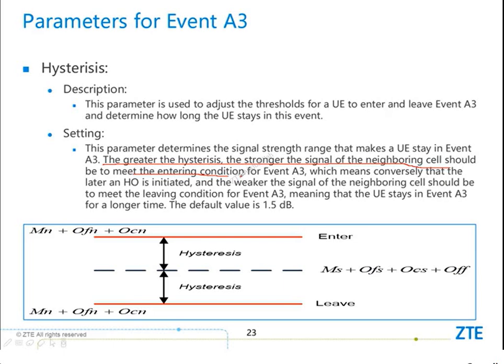But if this parameter is set too small, the neighbor cell very easily becomes greater than the threshold, but the quality cannot be guaranteed. So in a real network, the default value is 1.5 dB.